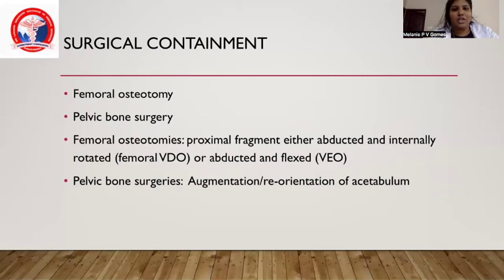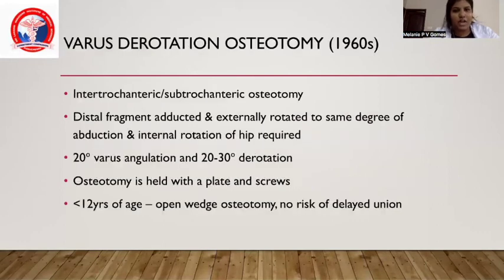Femoral osteotomies, with the proximal fragment either abducted and internally rotated, which is the femoral VDO, or abducted and flexed, which is VEO. Pelvic bone surgeries are usually augmentation or reorientation of the acetabulum. Varus derotation osteotomy was first introduced in the 1960s. It is an intertrochanteric or subtrochanteric osteotomy, where the distal fragment is adducted and externally rotated to the same degree of abduction and internal rotation of the hip required.